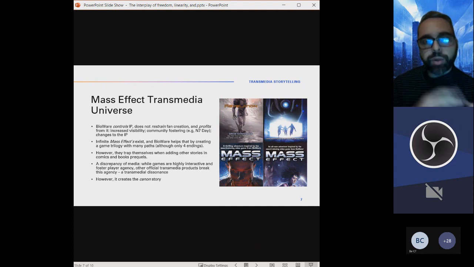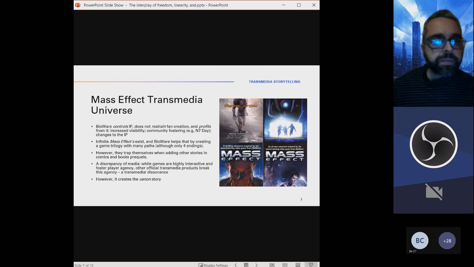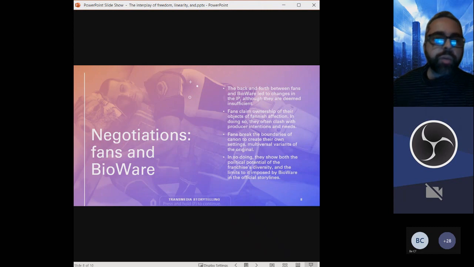And what are the negotiations that happen between fans and BioWare? The back and forth between fans and BioWare led to changes in IP, although most of these changes are deemed insufficient. I see people here mentioning Garrus on the chat. Yes, Garrus is one of these changes as well. The sudden addition of Kaidan as a male-to-male romance in Mass Effect 3 as well.